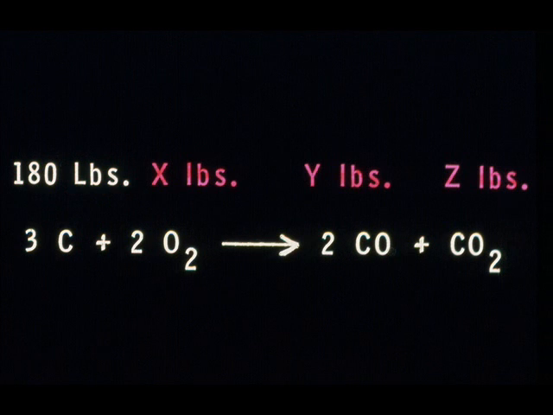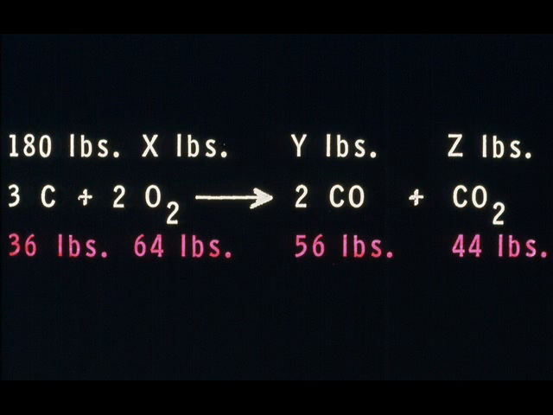We have already determined the equation weight of each substance involved by multiplying the molecular weight times the coefficient. Now place these equation weights below the proper symbols in the equation. We can now solve for the unknown weights of each substance involved in the reaction. First, we will solve for the pounds of oxygen required to burn 180 pounds of carbon in accordance with the equation.